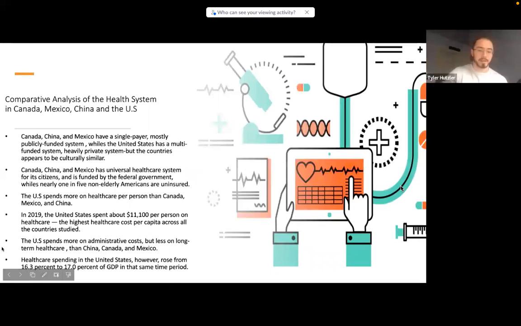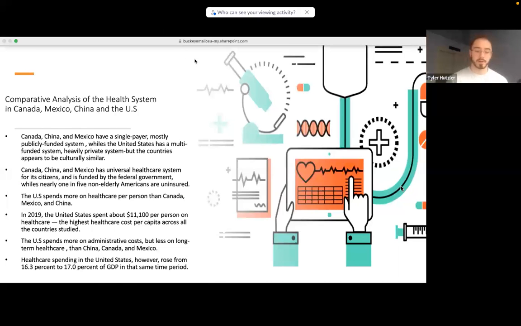In a comparative analysis of the health systems in Canada, Mexico, China, and the US, Canada, China, and Mexico have single-payer, mostly publicly funded systems, whereas the United States has a multi-funded system, heavily privatized, but the countries appear to be culturally similar. Canada, China, and Mexico have universal healthcare systems for their citizens that are funded by the federal government, while in America, we see that 1 in 5 non-elderly Americans are uninsured.